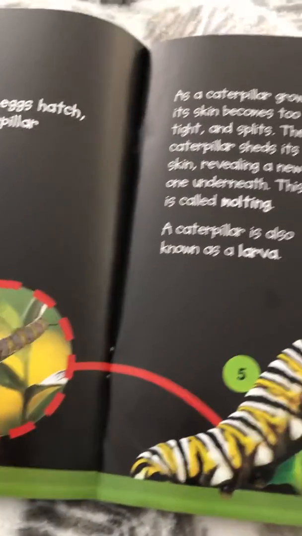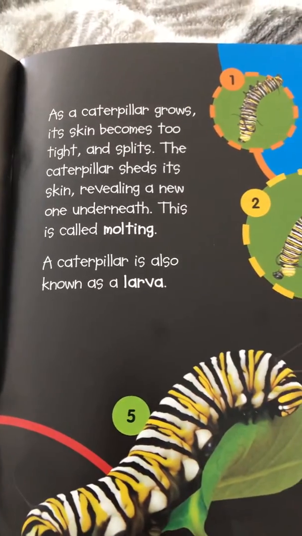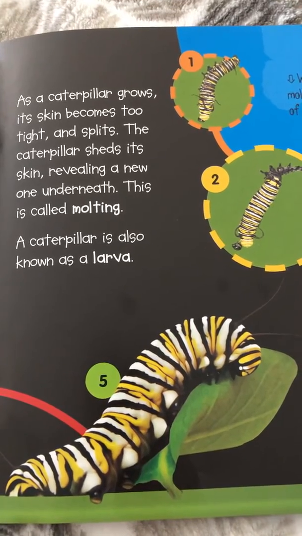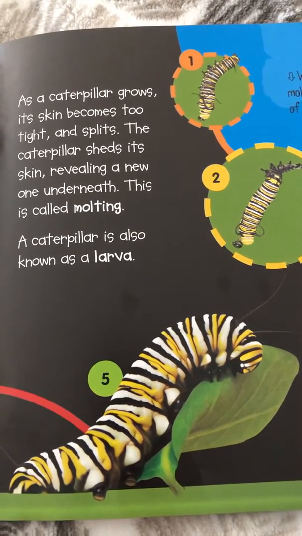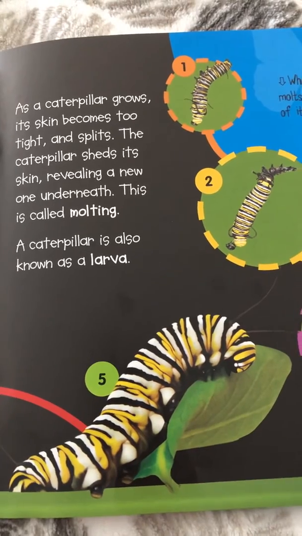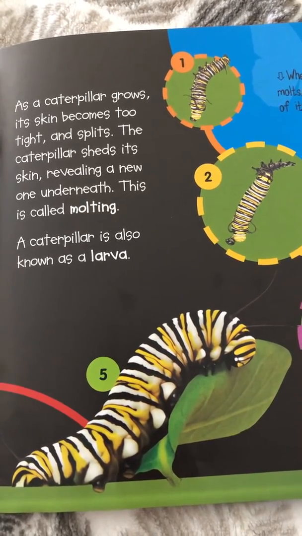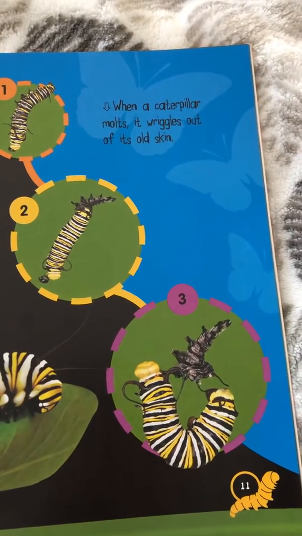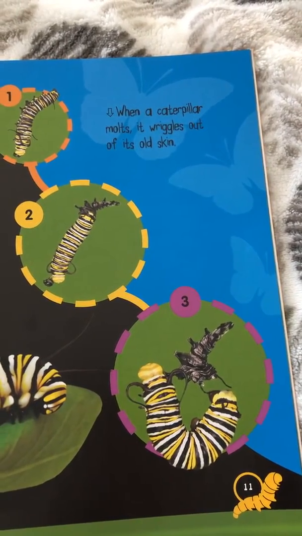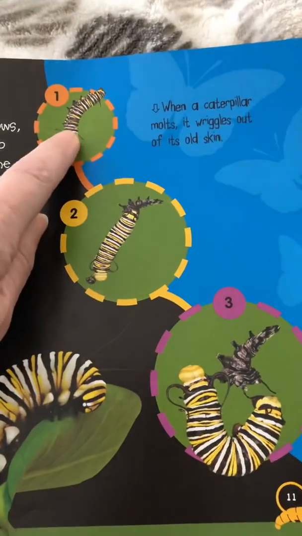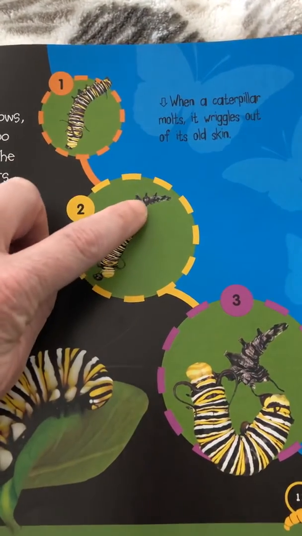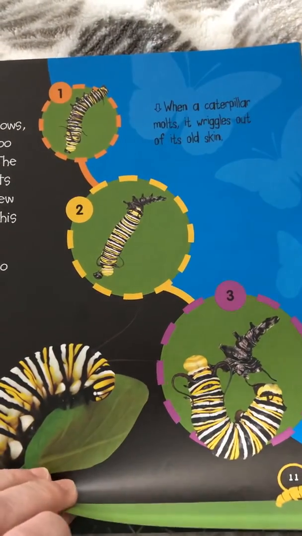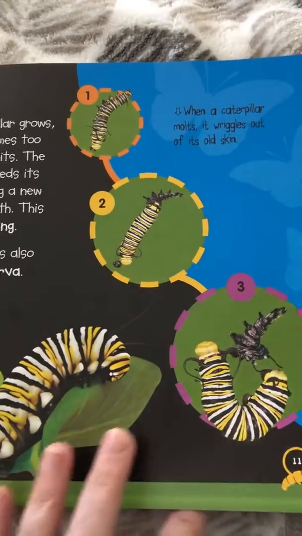See that? As a caterpillar grows, its skin becomes too tight and splits. The caterpillar sheds its skin, revealing a new one underneath. This is called molting. A caterpillar is also known as larva. When a caterpillar molts, it wiggles out of its old skin. So it's shedding its skin, and then the skin is almost off, and this is the old skin, and underneath it is just new skin because it's becoming so big so quickly. It's got to shed its skin.